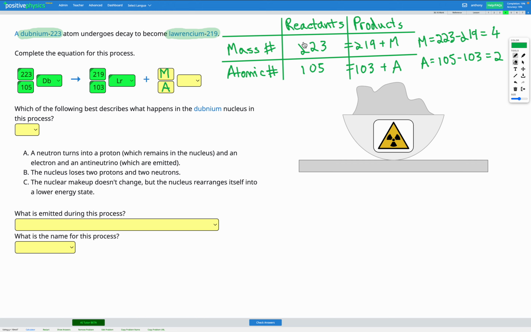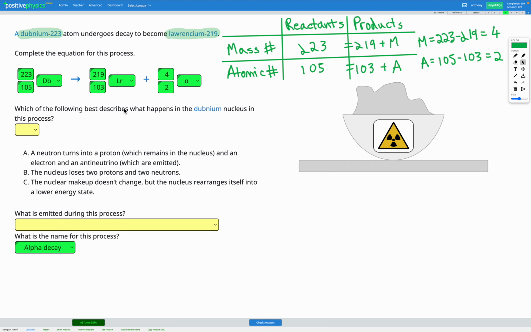So we can go ahead and fill that in. Mass number is 4 and our atomic number is 2. So what is the name for this nucleus? Well, it's got 2 protons and 2 neutrons. So that's a helium nucleus, otherwise known as an alpha particle. Awesome, so we figured out our equation. Now we need to figure out what type of decay it is. It's pretty obvious here since we have an alpha particle produced. This one is going to be alpha decay.